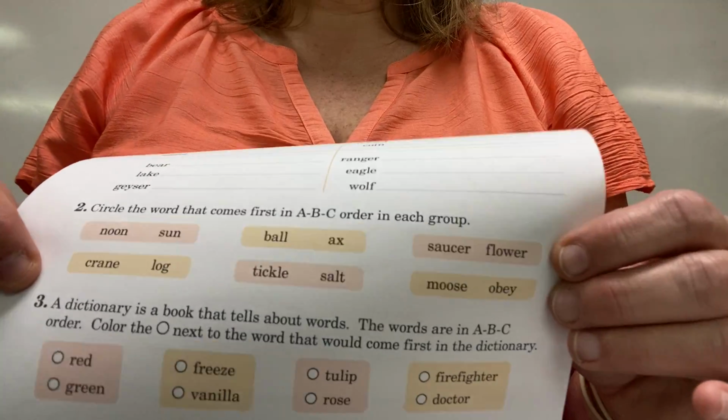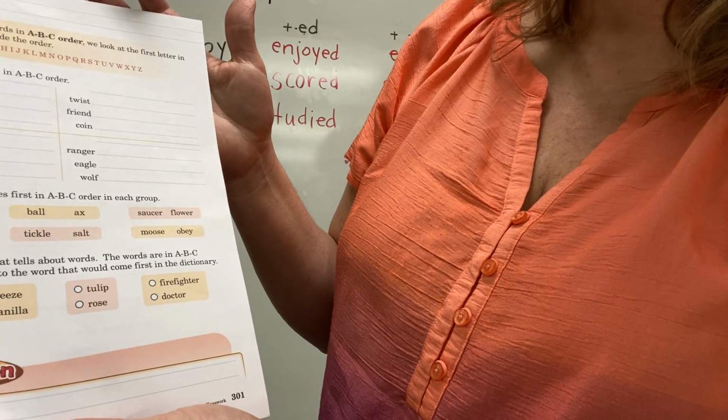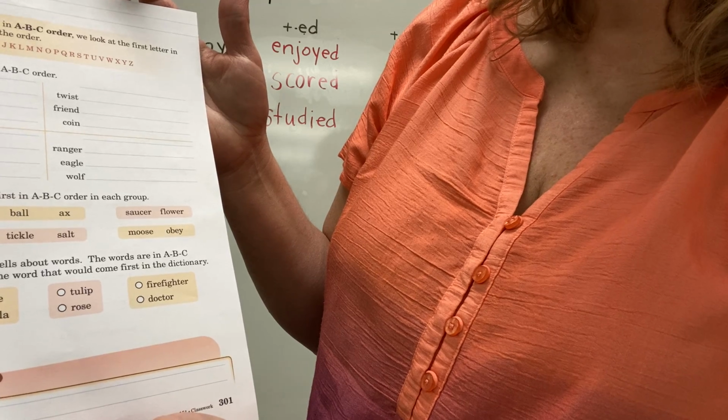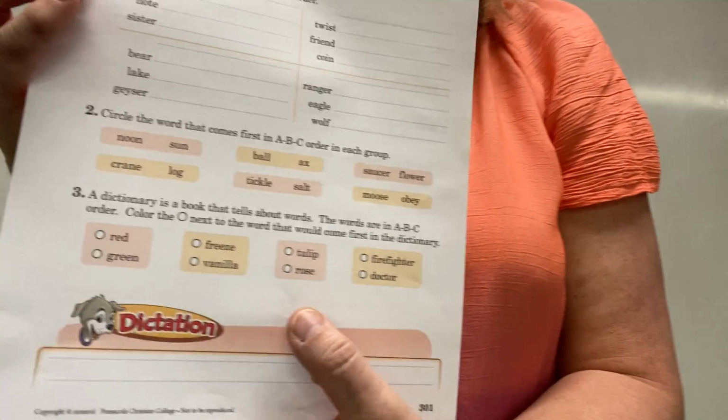A dictionary is a book. I'm going to read section 3. A dictionary is a book that tells about words. The words are in A, B, C order. Color the bubble next to the word that would come first in the dictionary. And you would do that.